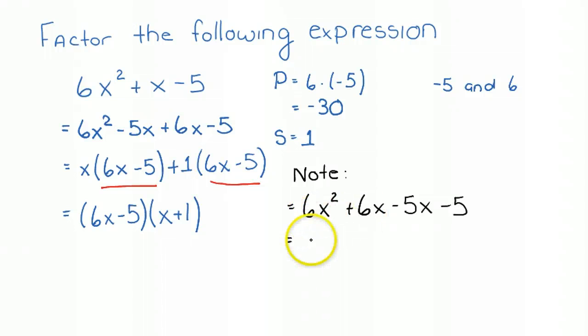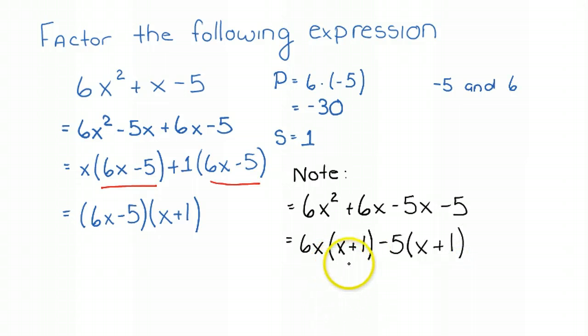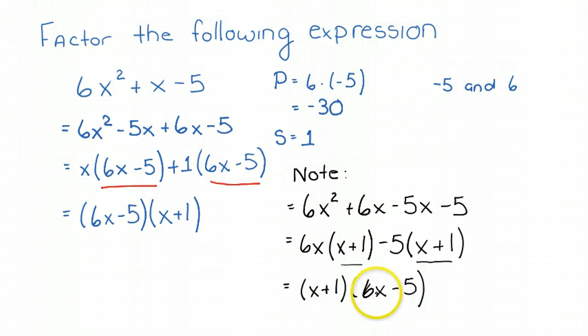So just like before, we factor out a common term, so 6x in the first two terms, so that will leave me with x plus 1. And in the second two terms, the common factor is negative 5, and that will give me x plus 1. And then there's my feel-good moment. I factor out the binomial, so we end up with x plus 1 times 6x minus 5. Even though they're in a different order, they still mean the same thing.